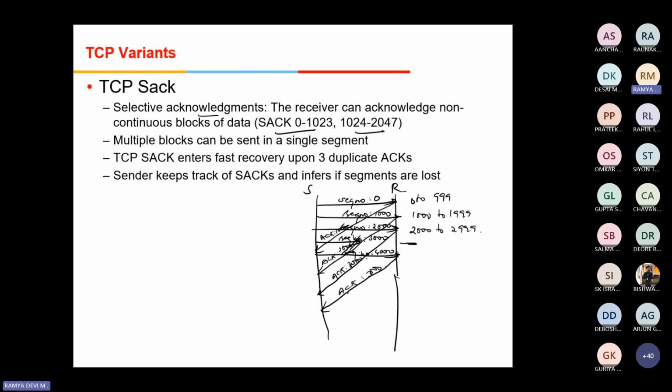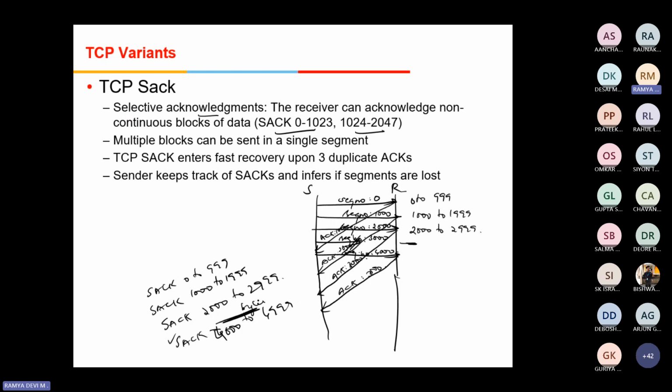So in particular, how will SACK be transmitted? SACK 0 to 999, SACK 1000 to 1999, selective acknowledgement 2000 to 2999, and again SACK 4000 to 4999. So this packet is missing. The sender can identify which bytes are still missing. So it enters into fast retransmit, and soon after receiving the acknowledgement, it will send that packet alone.